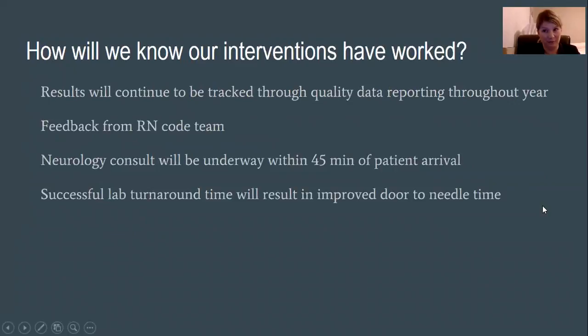How will we know that our interventions have worked? Results will continue to be tracked through quality data reporting throughout the year. Feedback from the code team is very important. Again, neurology consult will be underway within 45 minutes of patient arrival. Successful lab turnaround time will result in improved door to needle time, and that's how we'll know that our interventions are successful.